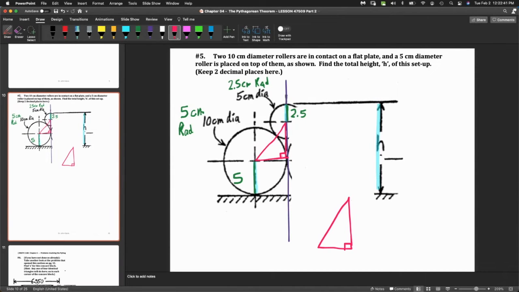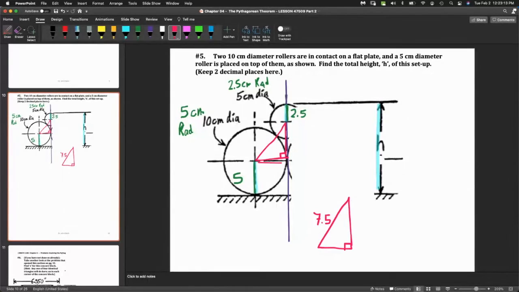So I haven't seen the comment yet, but this length here, can someone tell me what that length is? What is the length of the hypotenuse? Thank you, Maha. That is correct. That is 7.5, because you're adding the 2 radii together. So this is 7.5. Not bad.